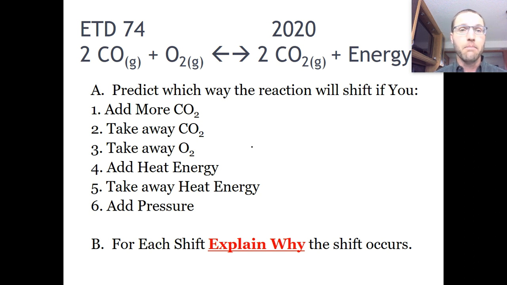Here's a simple reaction. We got some carbon monoxide slamming into some oxygen gas, and it can make or break CO2 gas and give off energy. I want to know if I made all those different shifts, what would happen? And then you should also be able to explain why those shifts would occur, right? Pause it, write down the question, try to figure it out, and see if you know this stuff, and then we'll try it together.